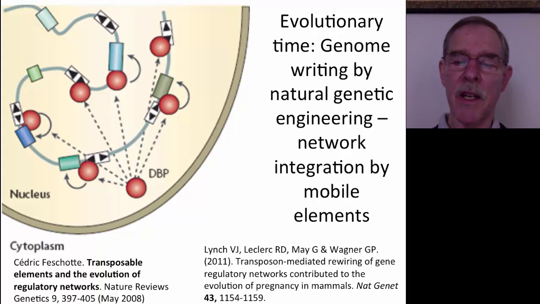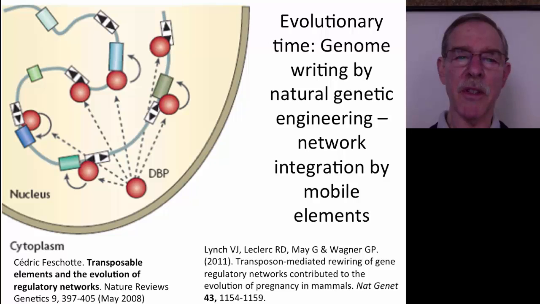And on the lower right is simply a reference which shows that transposon-mediated rewiring of gene regulatory networks contributed to the evolution of pregnancy and placental development in mammals. So we know that these networks have been created and formed using the ability of mobile elements to go to new locations in the genome and thereby distribute common signals to multiple sites.